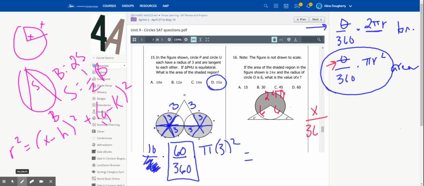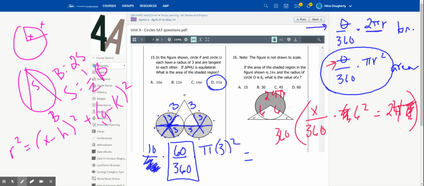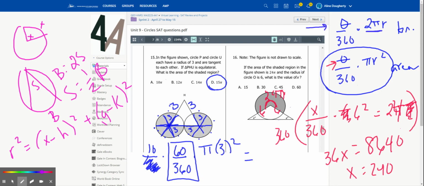So with this area, I can find my angle. So x over 360 times pi 6 squared equals 24 pi. The pi's cancel out because I have a pi on the left and a pi on the right. If I multiply by 360, I get 36x equals 24 times 360. 24 times 360 is 8640. And then divided by 36, x equals 240. So if this gray part is 240, that means this part has got to be 120. So 180 minus 120 divided by 2. I think each of those is going to end up being 30.